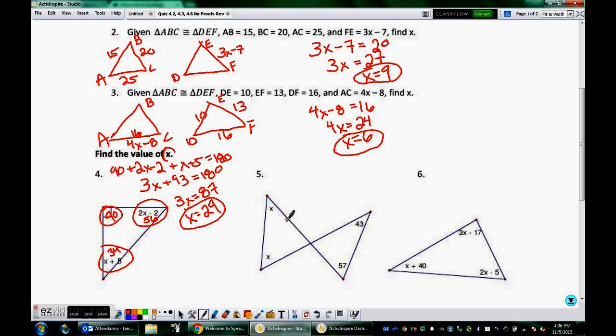Number 5 is a little bit trickier, and there are multiple ways you could do this. I'm going to show the way that I think is easiest for most people to see. So if I look, I've got two angles x here. Now, if I had this angle right here, I would easily be able to say x plus whatever that number is equals 180. And we're going to get to that here.